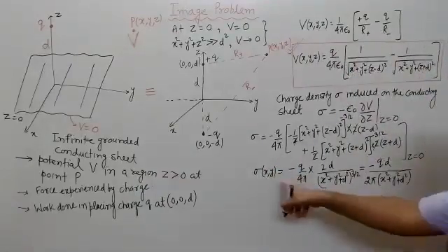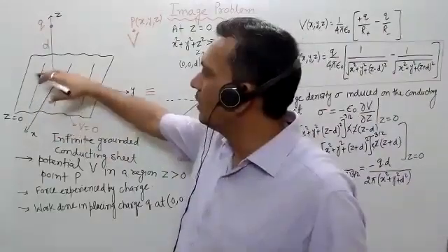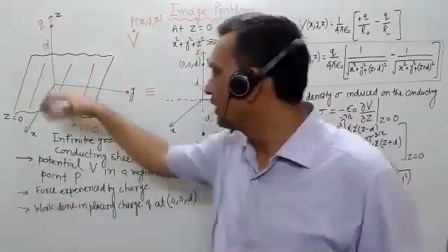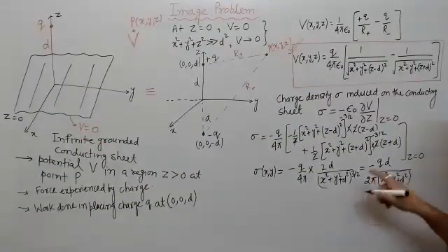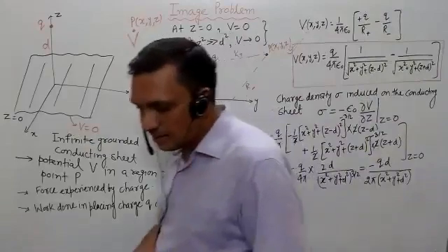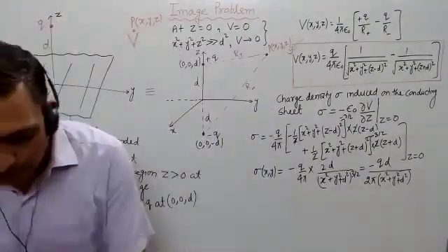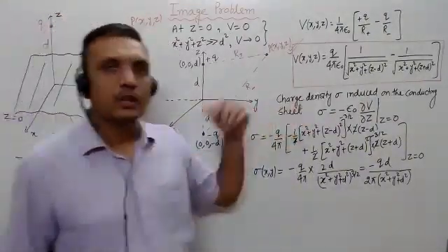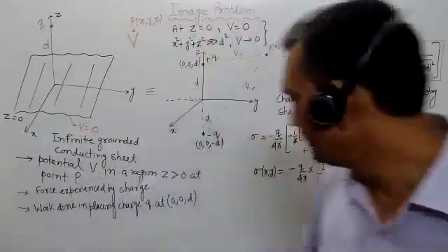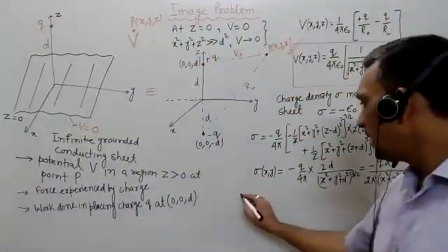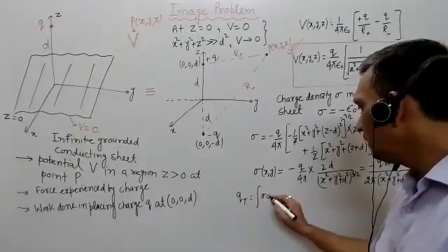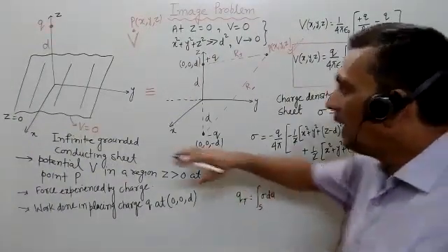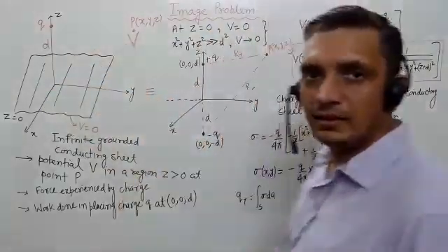Just see, this is the surface charge density induced on the conducting sheet, and that is a function of x, y. This will vary as x, y. So if you know the surface charge density, you can find the total charge induced on the conducting sheet. So what will be the total charge induced? That will be given by sigma dA, and this is an infinite sheet.